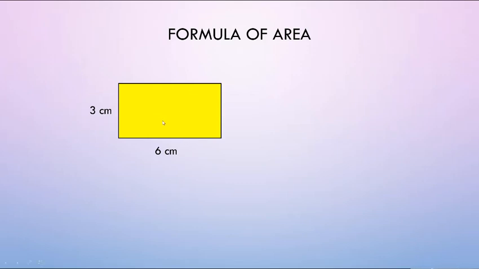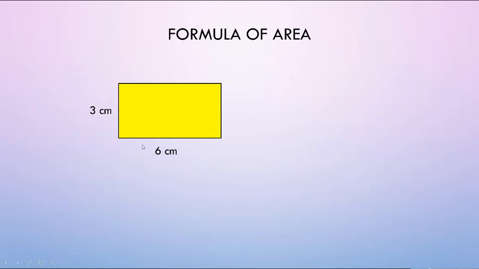So we have a rectangle. One side 6 centimeters, another side 3 centimeters. So on this side we will have 6 square units, on this side 3 square units. So we will have 6 columns of squares, and here we will have 3 rows of squares. And if we multiply the number of rows by the number of columns, we can find the total amount of squares inside of the shape.